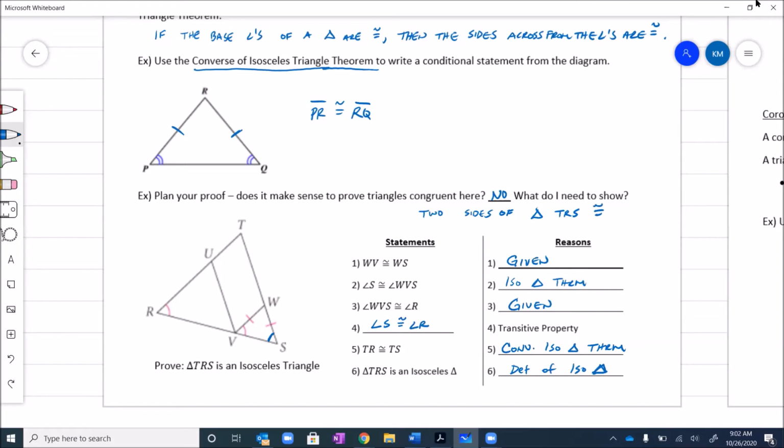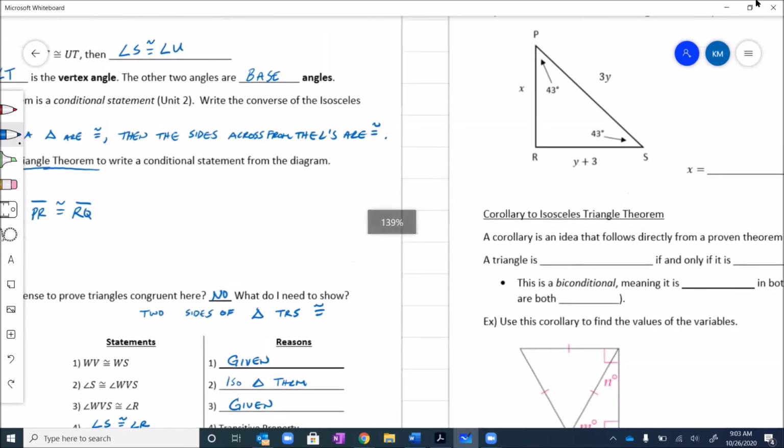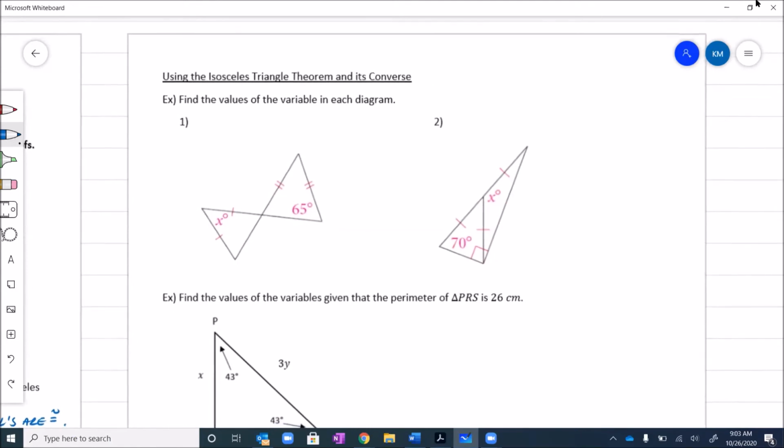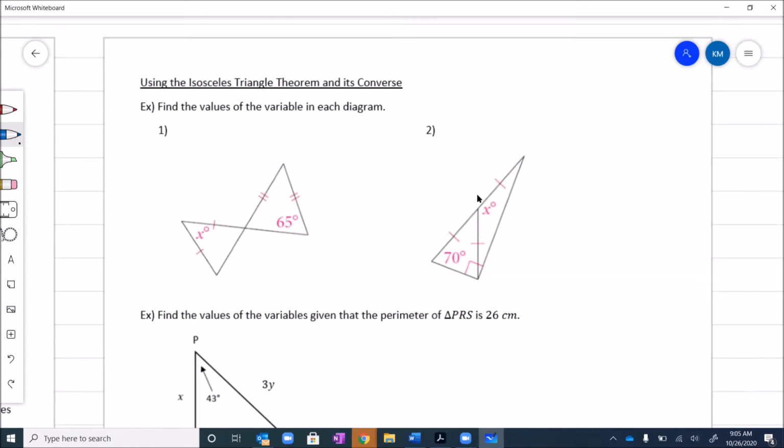Okay, and that's what we need to show. So it's a proof, but we weren't proving two triangles congruent. Something a little new for us for this chapter. All right, now we can use that with proofs, but you might also use it. So we could use the isosceles triangle theorem and its converse in proofs, but we can also use it to find values in problems like these.